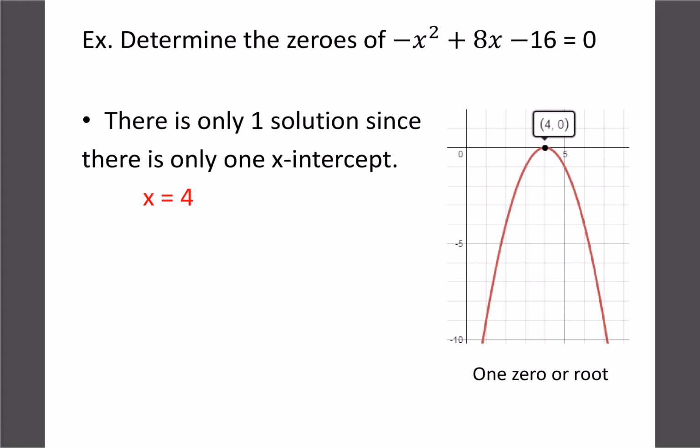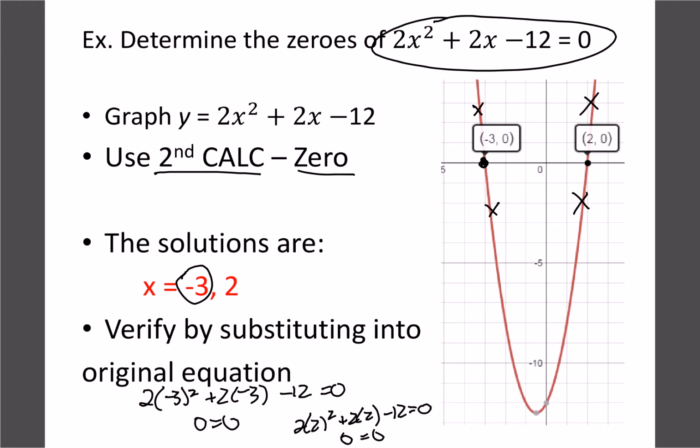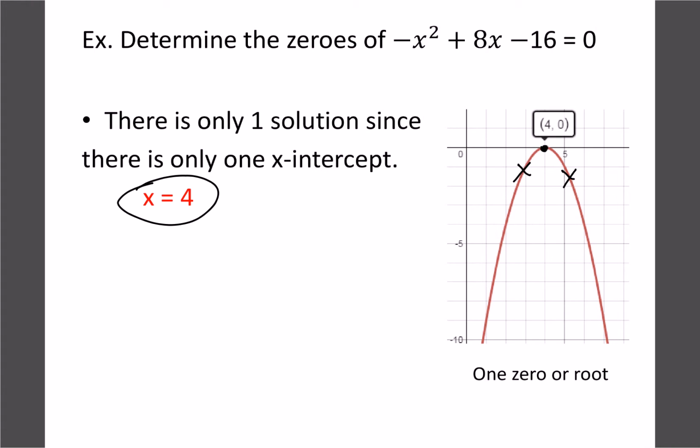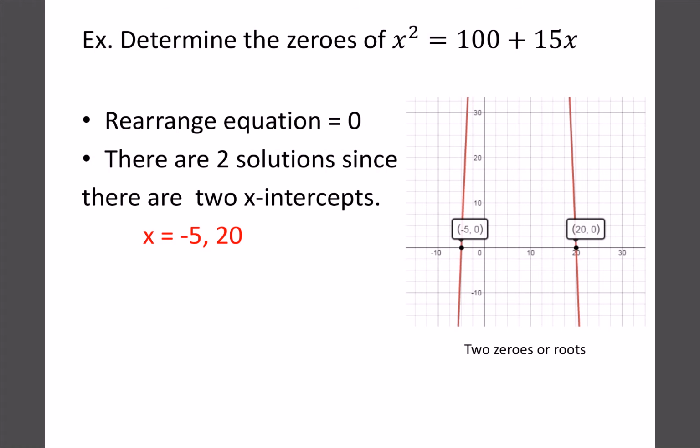Okay, so let's try another one. In this case, if we graph y equals -x squared plus 8x minus 16, you get a graph that looks like this. And you can see from the graph, it looks like it only has one x-intercept. So same thing again, go second calc 0, choose left and right, and it'll give us x equals 4 as our solution. So when we graph, just by looking at the graph, you can tell if there's 2, like in this case, we had 2 x-intercepts. In this case, we only have the 1. And it's also possible that we would get 0.